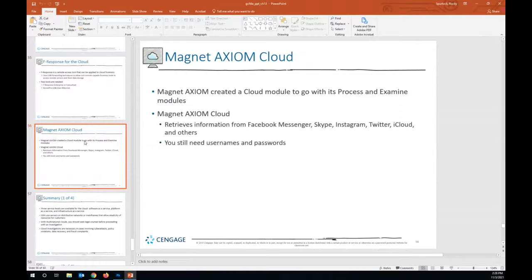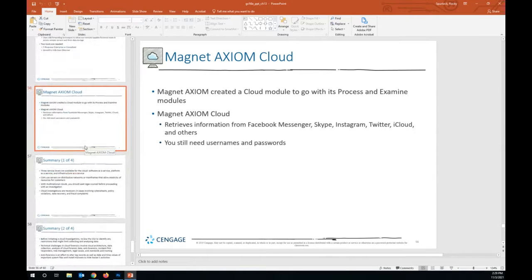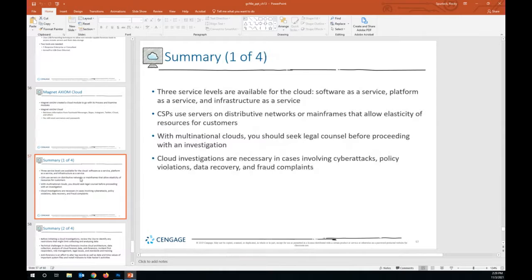Magnet AXIOM Cloud has created a cloud module to go with its process and examine modules. Most investigators now are required to collect information from the cloud as well as computers, files, and mobile devices. So it can retrieve information from Facebook Messenger, Skype, Instagram, and Twitter. You're still going to need the usernames and passwords for this to work, though. So this is going to bring us to the end of Chapter 13 and Cloud Forensics.